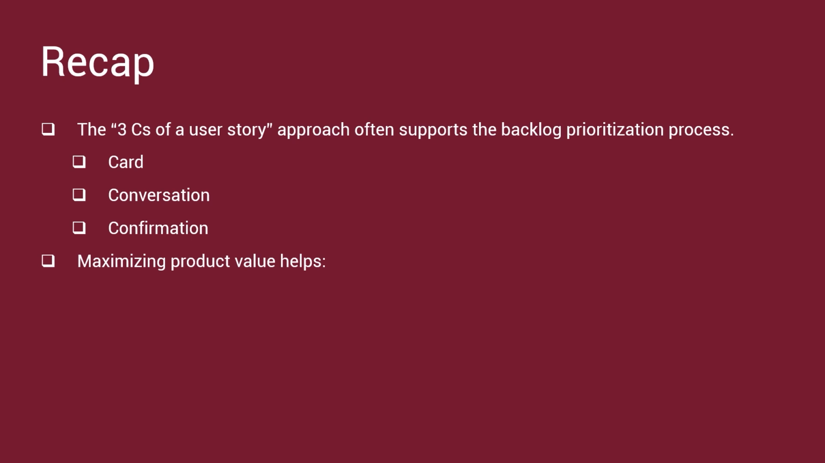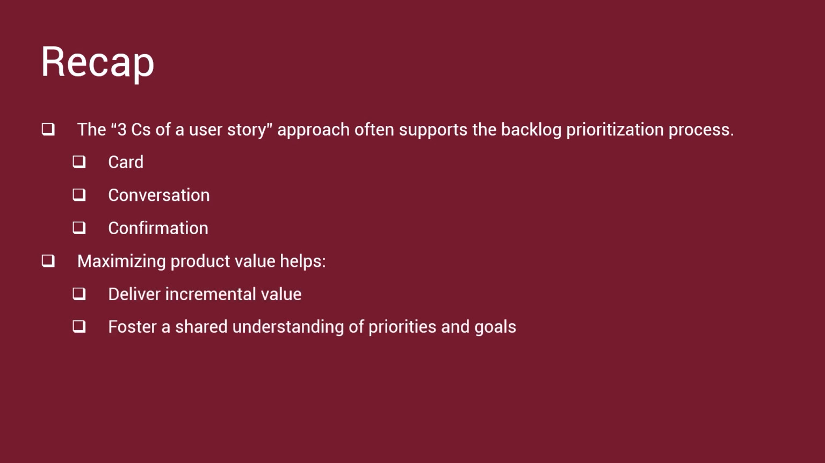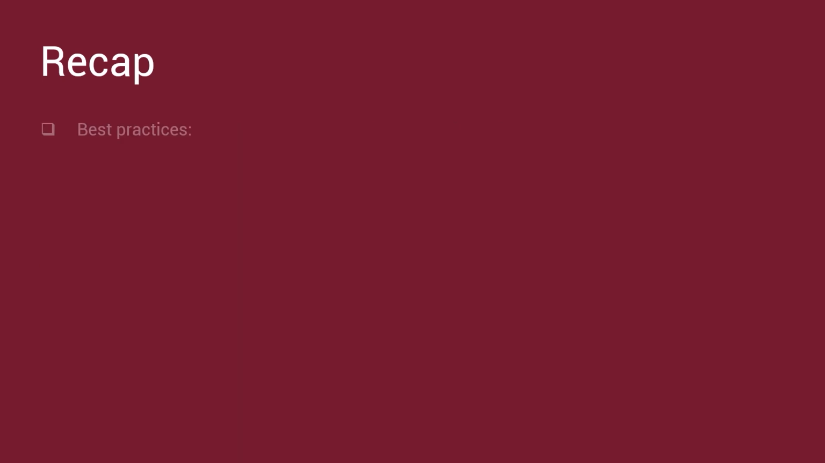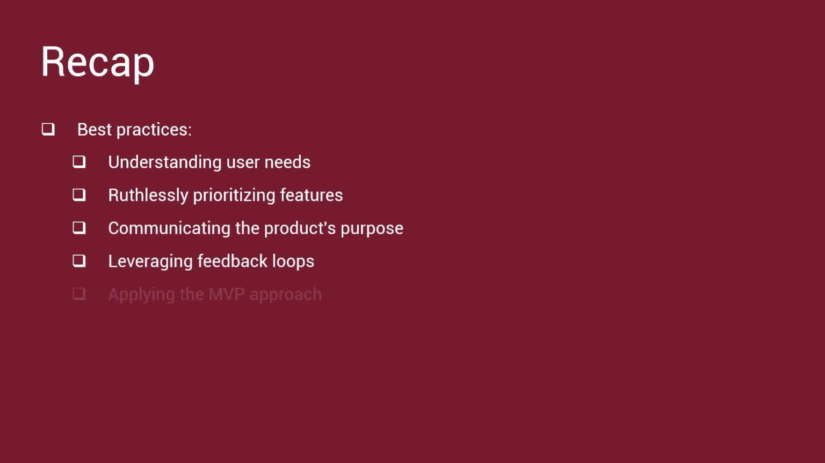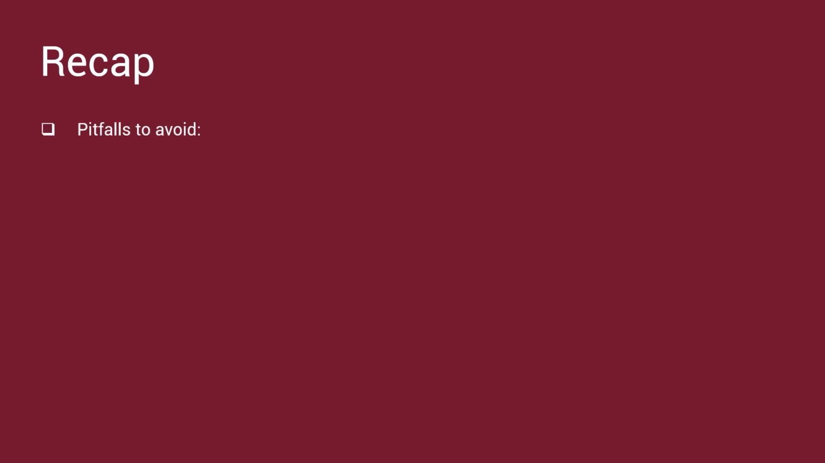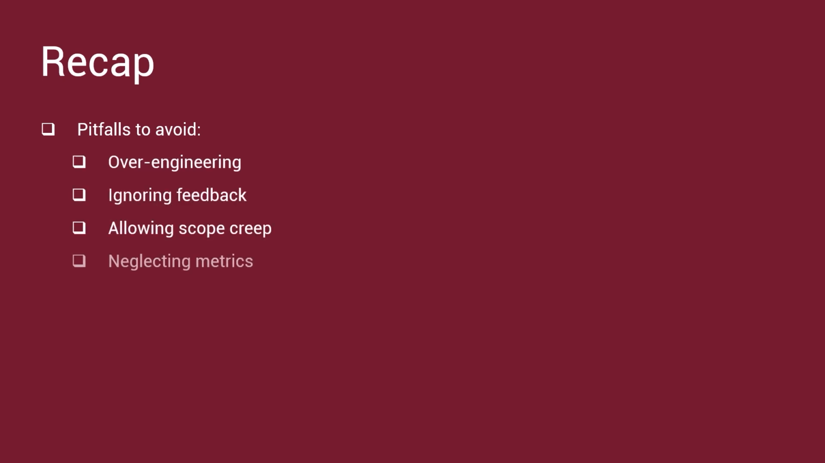Maximizing product value helps deliver incremental value and foster a shared understanding of priorities and goals. Some best practices to maximize product value are understanding user needs, ruthlessly prioritizing features, communicating the product's purpose, leveraging feedback loops, and applying the minimum viable product, or MVP approach. Some pitfalls to avoid in the process are over-engineering, ignoring feedback, allowing scope creep, and neglecting metrics.